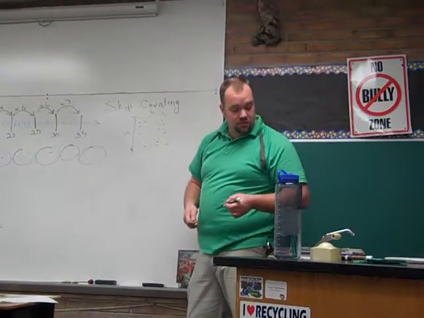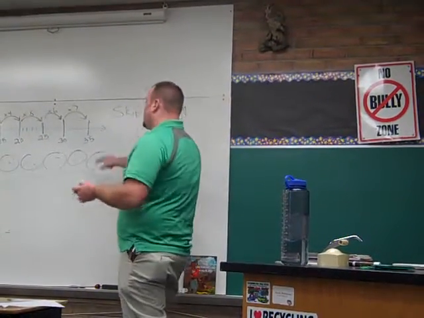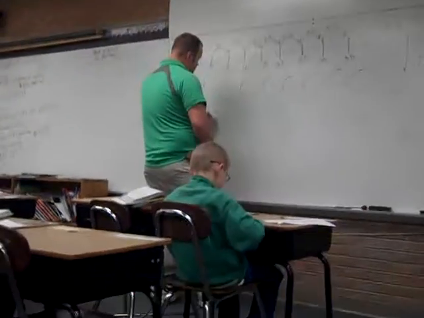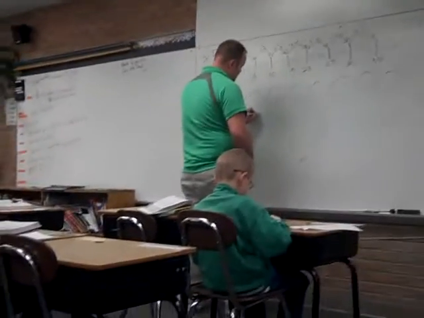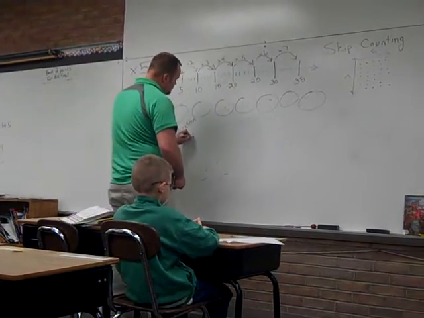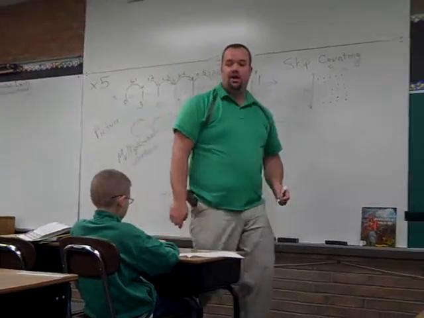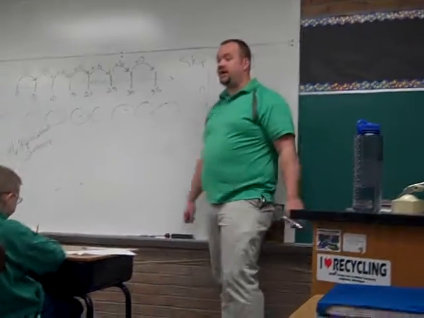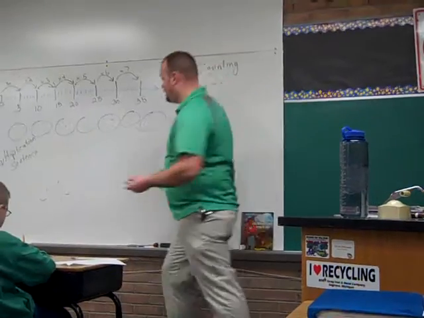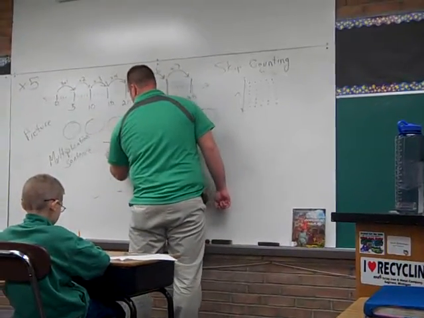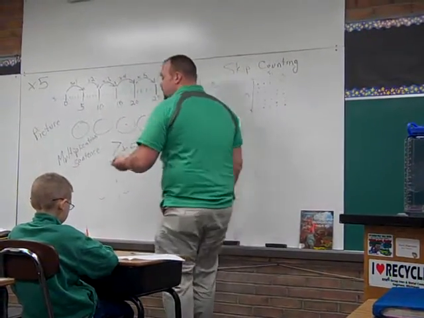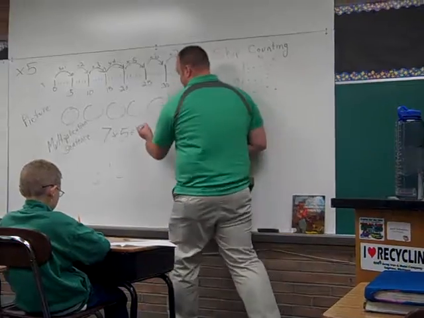Okay. So we have those two ways to draw a picture. The last one is just write a multiplication sentence. So if I wanted to figure out 7 times 5, what would I write for a multiplication sentence? Jacob. 7. Okay. Multiplication symbol. 5. Equals. And we learned from these two ways, it equals 35.